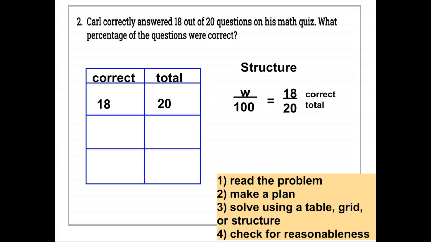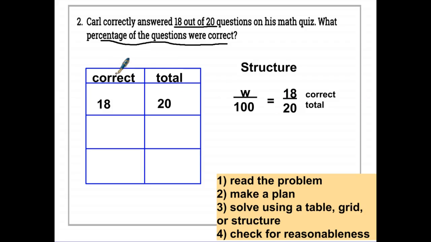Okay, the second structured guided practice. Carl correctly answered 18 out of 20 questions on his math quiz. What percentage of the questions were correct? You have your table. Write your structure. You've got 30 seconds. Do that now. Okay, so you should have your structure written.